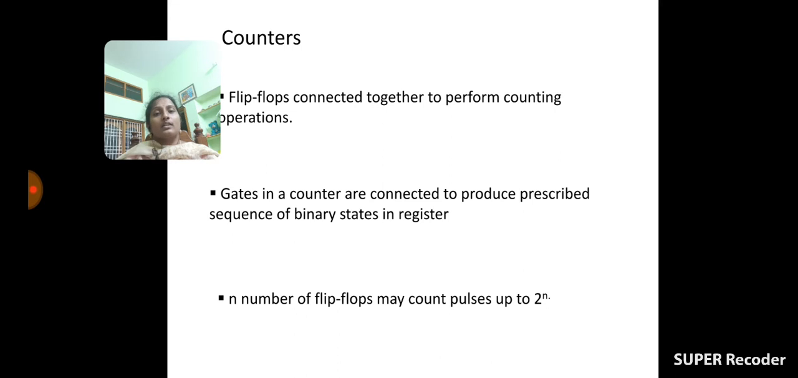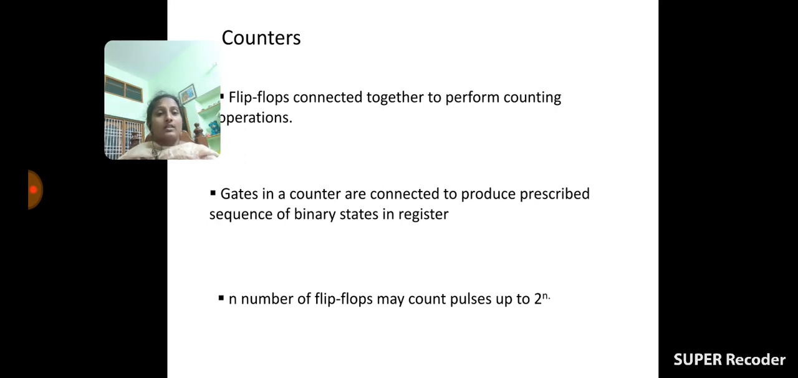Basically, the counters are designed with registers. Internally, it consists of flip-flops. Sometimes, in addition to the flip-flops, they also have gates to produce some prescribed sequence. And n number of flip-flops may count the pulses up to 2 to the power of n.